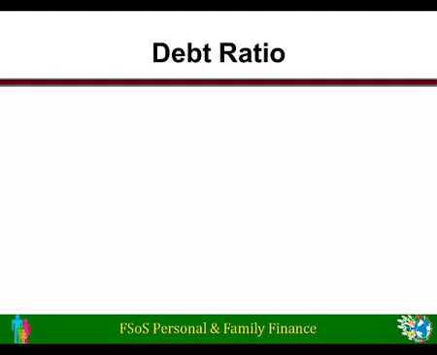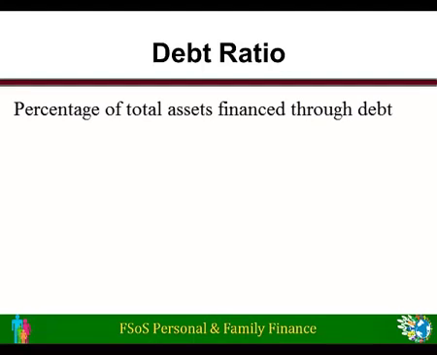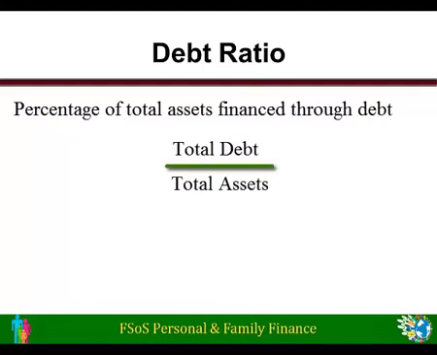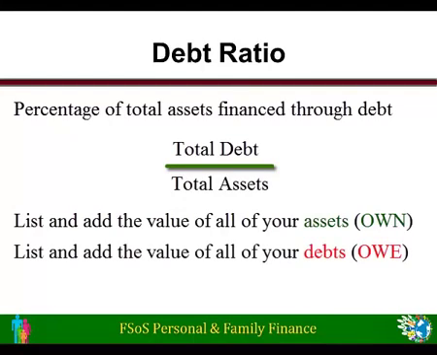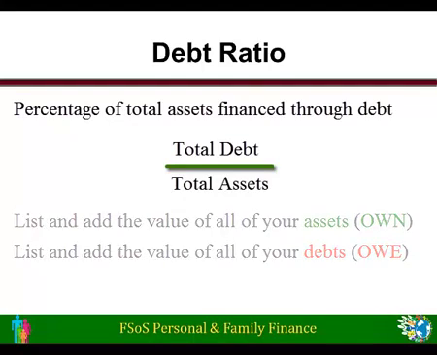Let's talk a few minutes about ratios that will help you understand your debt level. Debt ratios help you understand the percentage of assets that are financed by debt. This is closely aligned with net worth statement. The formula used to calculate the debt ratio is to take your total debt and divide it by your total assets. To calculate this ratio, you would list and add the value of all of your assets. Remember, these are things you own. Then you would list and add up the value of your debts. Remember that those are things you owe.